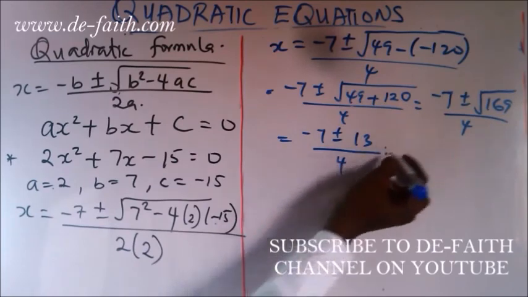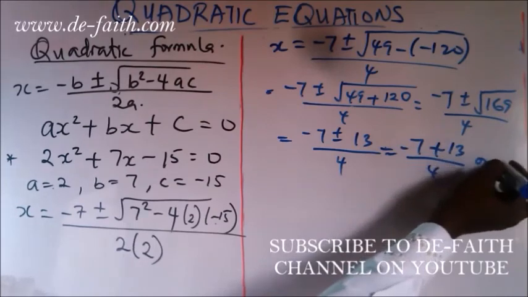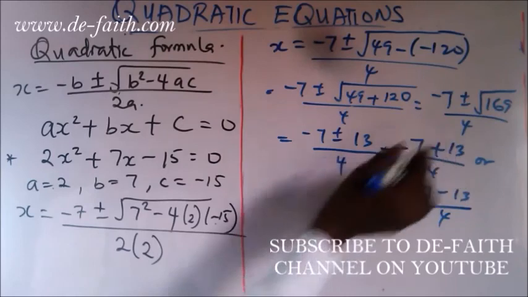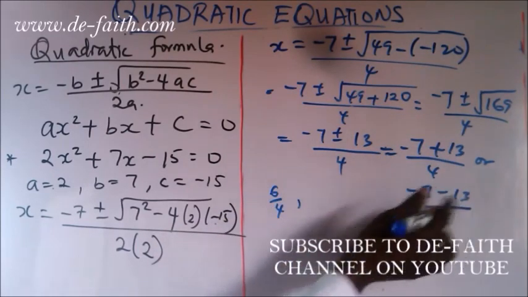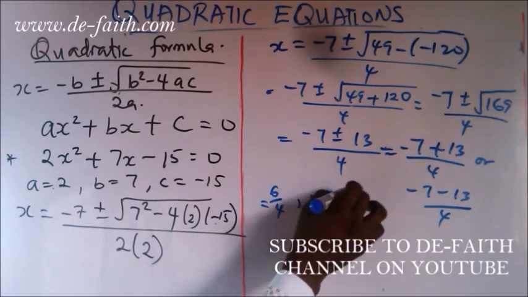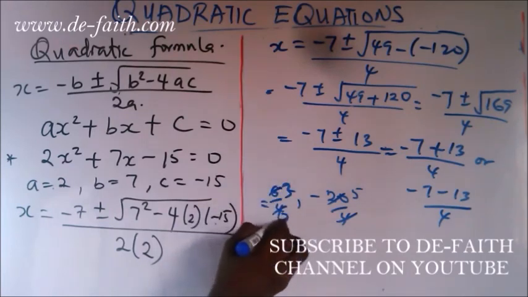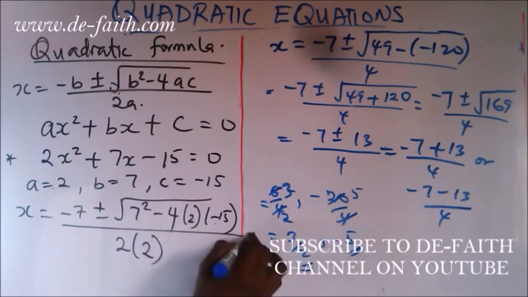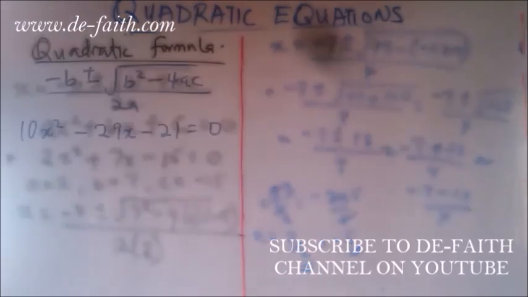So what does this mean? It means minus 7 plus 13 over 4, or minus 7 minus 13 over 4. So minus 7 plus 13, that gives us 6 over 4. Then minus 7 minus 13, that's minus 20 over 4. We'll have 4 here, 5, 2 here, so we are left with 2 over here. So we are left with 3 over 2, comma, minus 5. So these are the values of x by using quadratic formula.